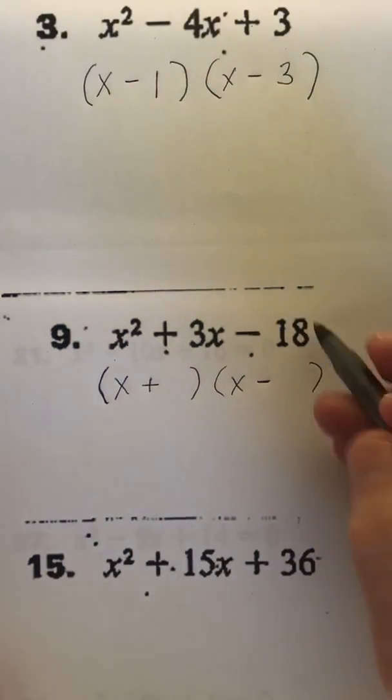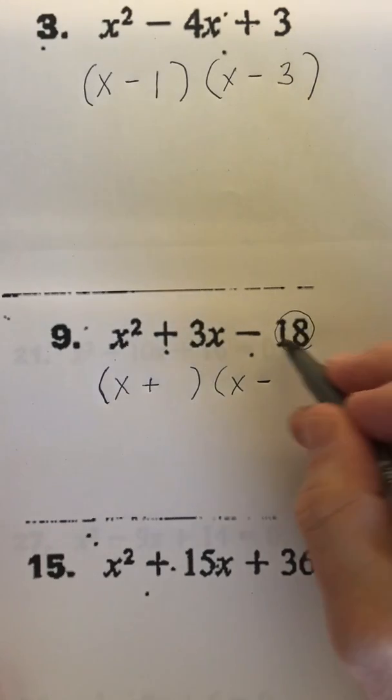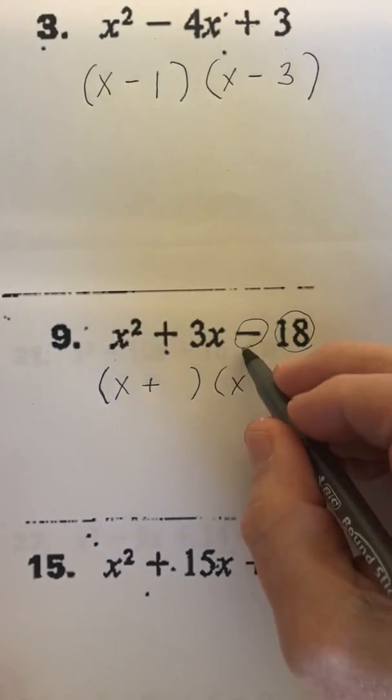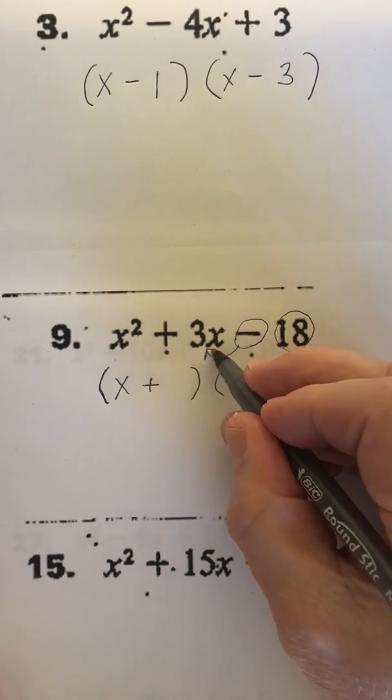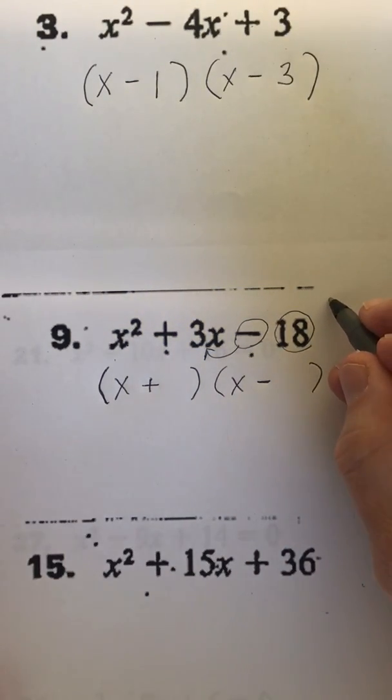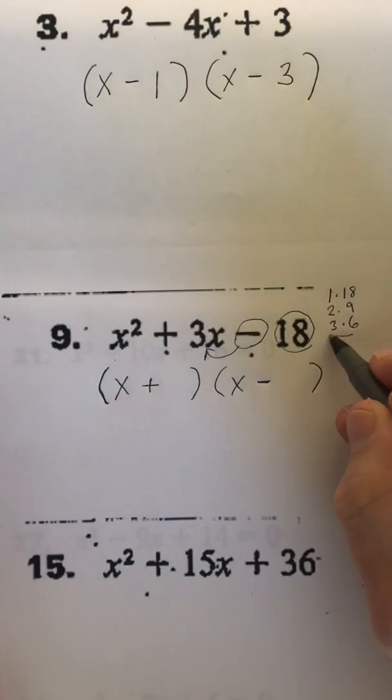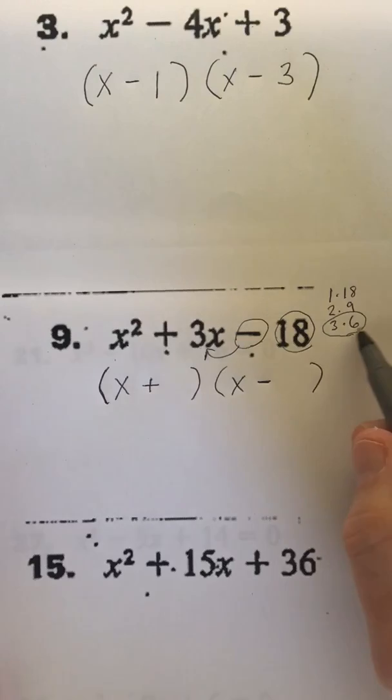All right, now we want our factors of 18 that when we subtract them, because the last sign's a minus, we're going to subtract now, that we get a 3. And the factors of 18, we have a choice of 1 times 18, 2 times 9, or 3 times 6. And 3 times 6, when we subtract 6 minus 3, we get 3, which is the middle term, so that's the set we want.